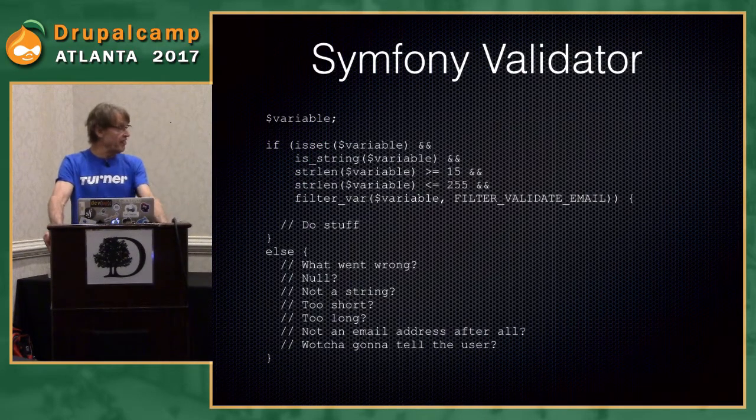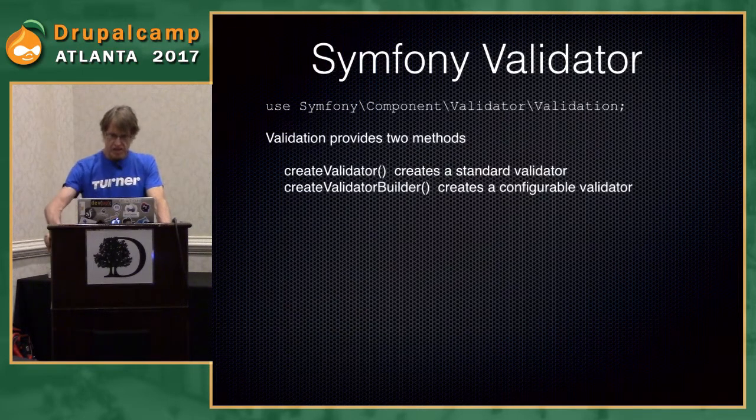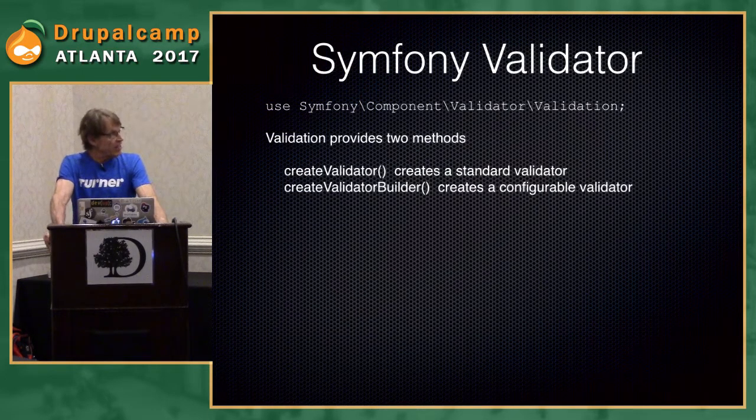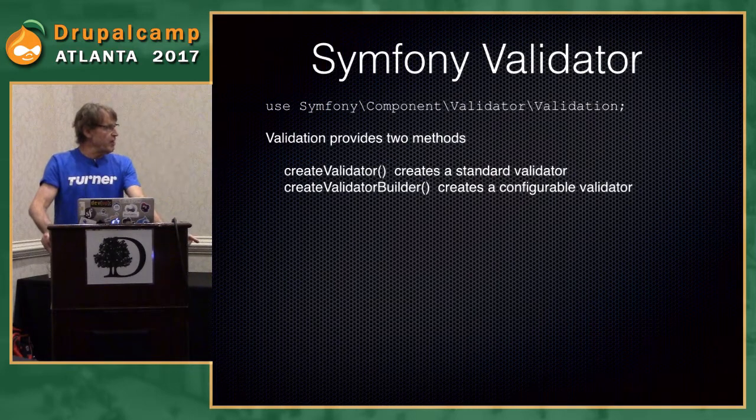And then even once you've got that implemented and you only want to do that once, you want to use it elsewhere, you could put it into a class and make that useful for other people, but it's still pretty ugly. So that's why you want to be using Validator. So to get a validator, you just include the Validator validation class. This gives you two methods. The first one is create validator. This just creates a standard validator.